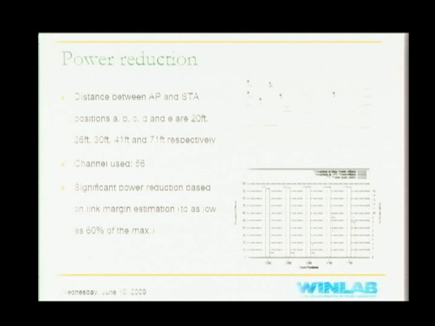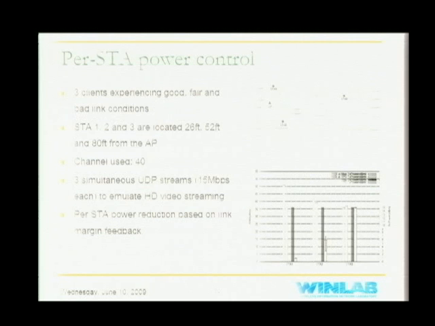Okay, the next experiment is to show the per station power control capability. We didn't have enough evaluation boards in hand, so there were just 4 of them. So we had to devise a separate experiment to show the per station power control capability, where we choose the optimum transmit power for each of the associated stations based on link quality measurements.